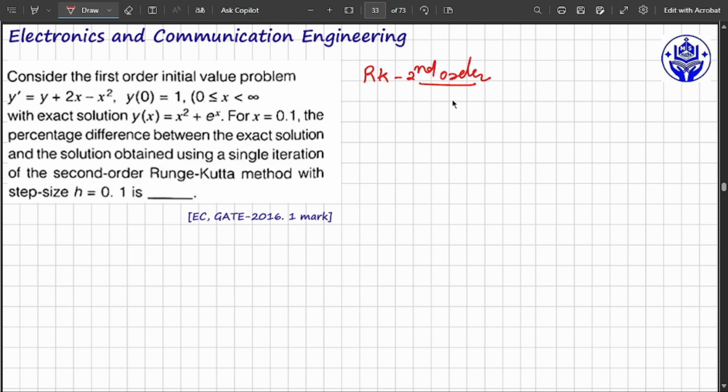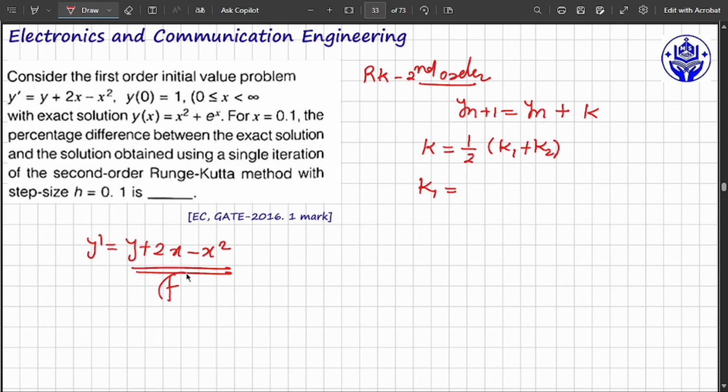If you are going to calculate the solution by the Runge-Kutta method, then y(n+1) is equal to y(n) plus k. Now in this case, what is k? k is nothing but 1 by 2 (k1 plus k2). So what is k1 here? What is the differential equation? y dash is equal to y plus 2x minus x square. This is my f of x, and the initial condition is given as y0 equal to 1. It means x0 is equal to 0 and y0 is equal to 1 here.